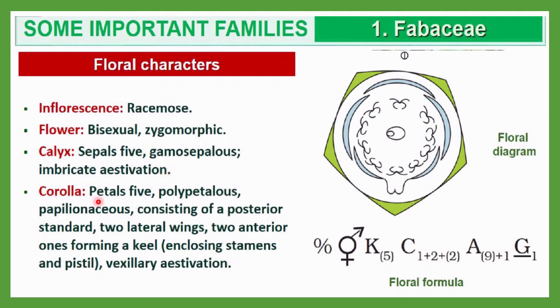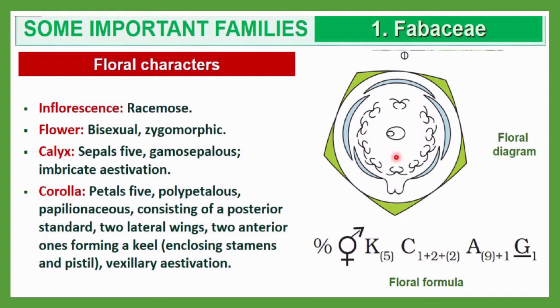Then corolla, petals here are 5, polypetalous. Then papilionaceous type of structure consisting of a posterior standard. You know very well, maxillary type of estivation here. You have already learned about maxillary estivation, that contains the standard as the largest petal. Then the two anterior ones are called the keel, and in between these is considered the wings. Standard, wings, and this one is the keel, like this, enclosing stamens and pistil. And this type of estivation is called maxillary estivation.